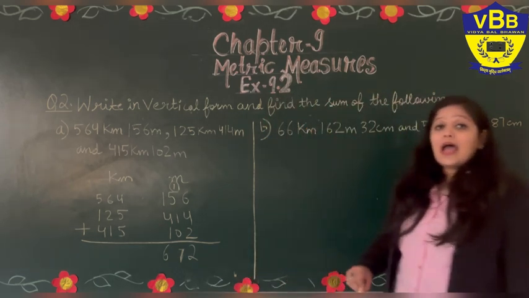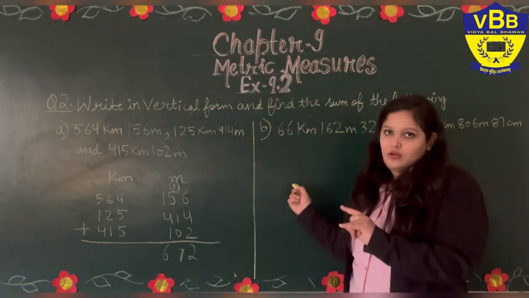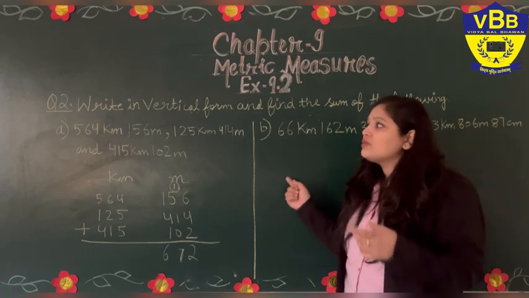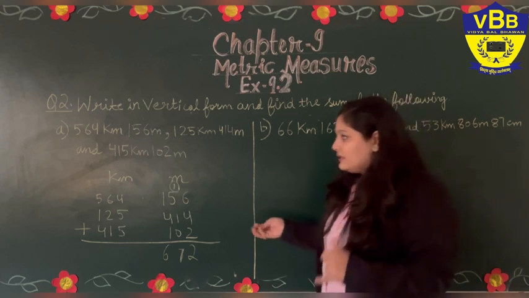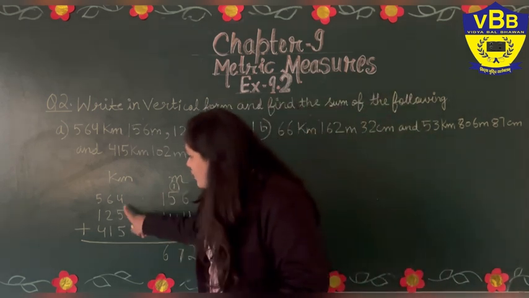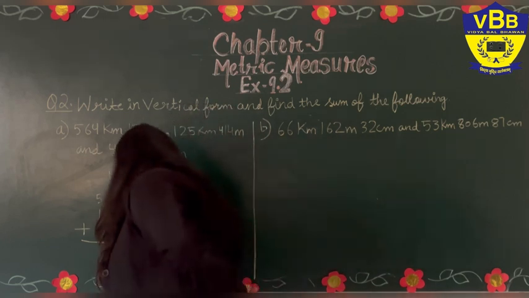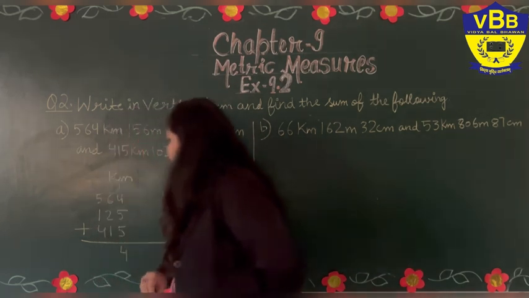Right? And yes, this question you need to do in your notebook. Question number 1 we have done in our book. Now this question number 2 we will do in our notebook. So you can start writing, right? Now we will add these terms. 5 plus 4, 9. 9 plus 5, 14. We will write 4 here and 1 we will carry forward.